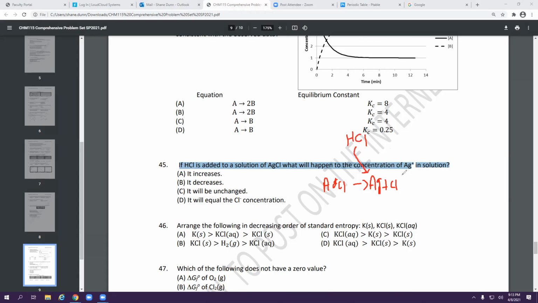Wait, it's going to be added to the complex. What is hydrochloric acid? It's dissociated 100%, right? So I'm going to get tons and tons of chloride ions. So my products increase. I have to shift towards the left, right? So what happens to the concentration of my silver? It's going to go down so I can make more silver chloride. Does that make sense?